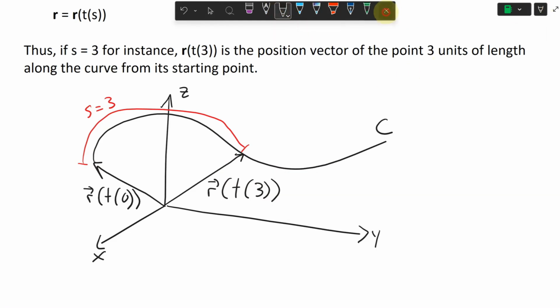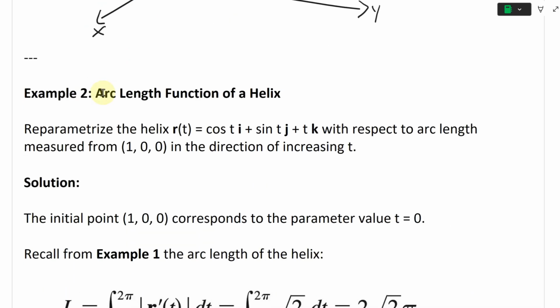All right, I'll close these. All right, and now going further, let's take a look at example 2. It's the arc length function of a helix. So we're asked to reparameterize the helix r(t) equals cos t i plus sin t j plus t k with respect to arc length measured from the point (1, 0, 0) in the direction of increasing t.